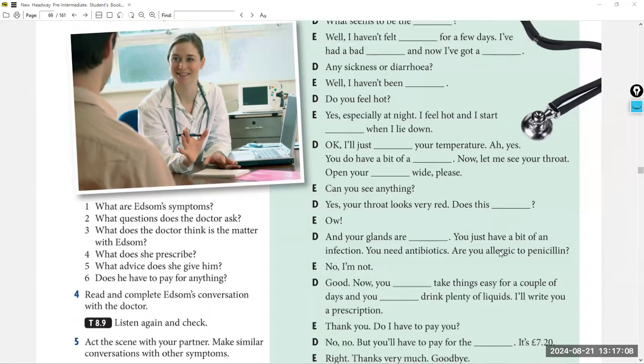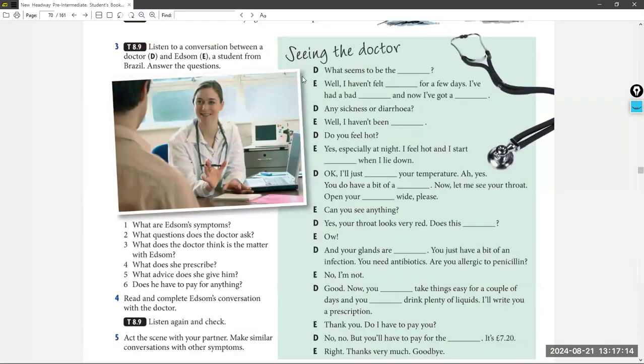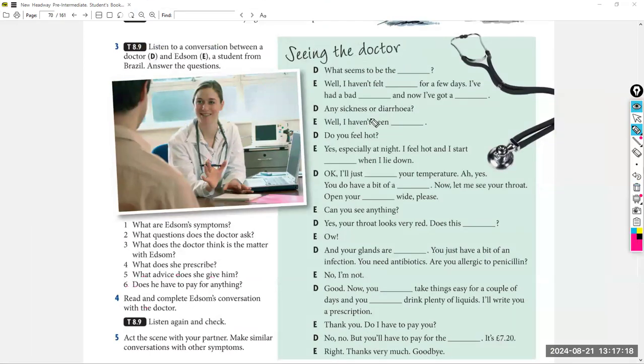Let me try to zoom the page out because you have to see the page clearly. So this is it. Now, it is the same, which is about seeing the doctor. So please read now and complete the conversation. I'm going to give you 1 minute. After that, we have to listen to the recording to check if you wrote the correct words. So my time starts.